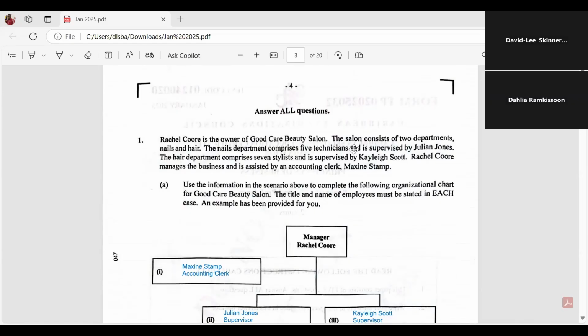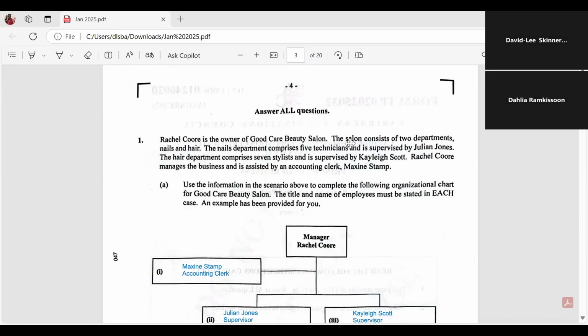Beauty Salon. The salon consists of two departments, nails and hair. The nails department comprises five technicians and is supervised by Julian Jones. The hair department comprises seven stylists and is supervised by Kaylee Scott. Rachel co-manages the business and is assisted by an accounting clerk, Maxine Stamp. Use the information in the scenario above to complete the following organizational chart for Good Care Beauty Salon. The title and name of employees must be stated in each case.